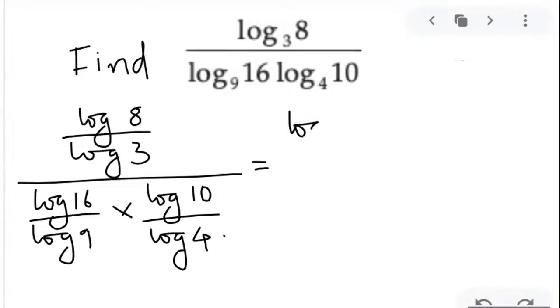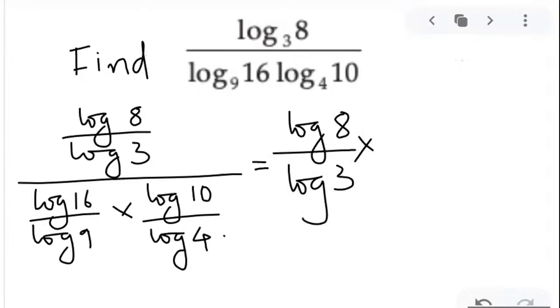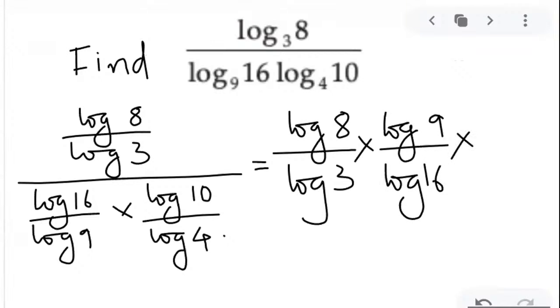So I'll write all of this in multiplication. Log 8 by log 3 into reciprocal of this, that is log 9 by log 16, and into reciprocal of this also, that is log 4 by, what is log 10 base 10? These are all base 10, right? Log 10 base 10 is equal to 1. Super.